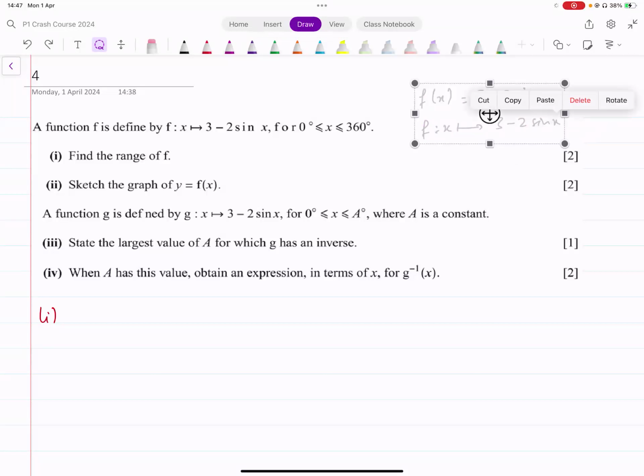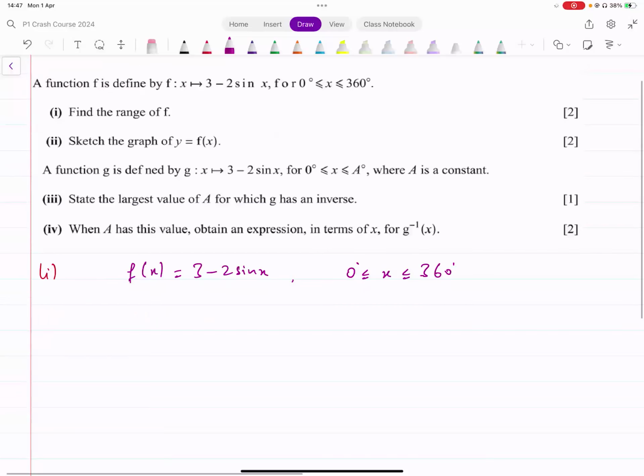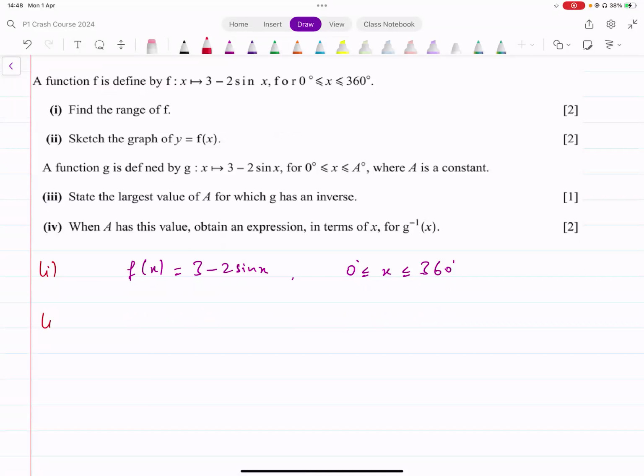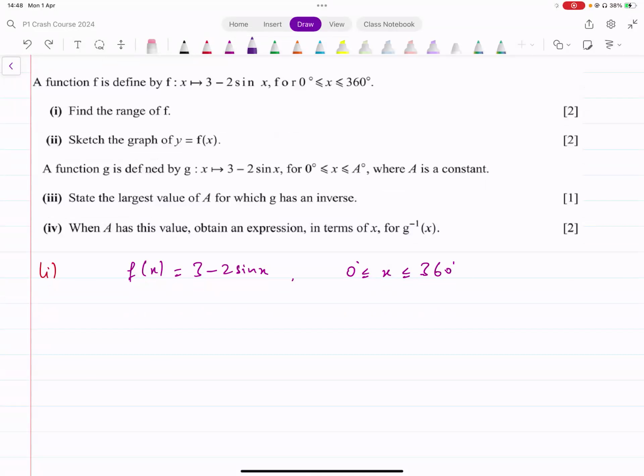Now it says f of x equals 3 minus 2 sine x. This is a function that you're given. And you're given that x is between 0 degrees and 360 degrees. That's the domain that we have, friends. What we need to do is find the range of f. And the first part says find the range of f. Now, how do you find the range of the sine function?